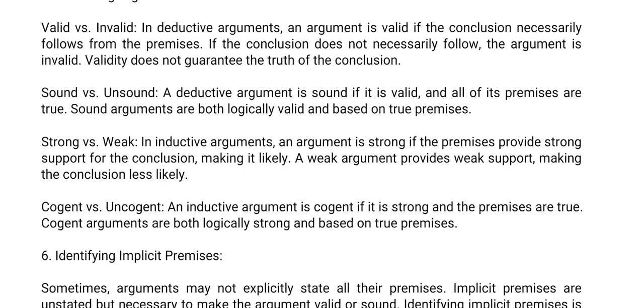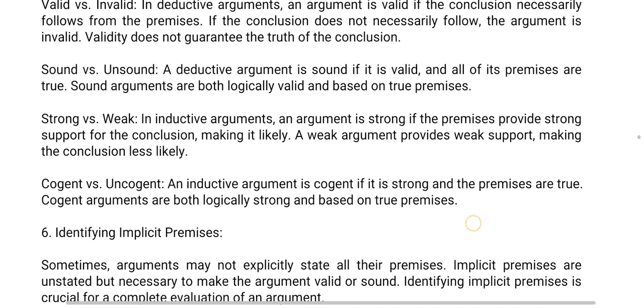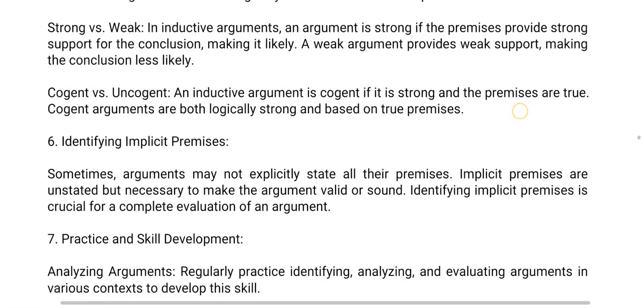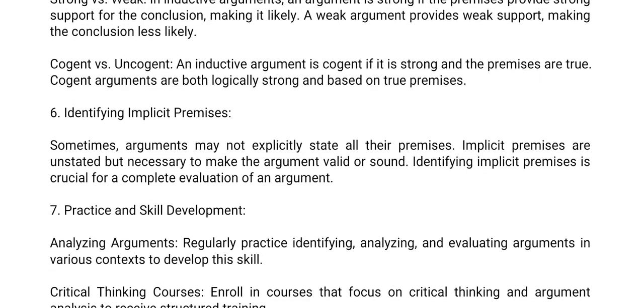Then identifying implicit premises. Sometimes arguments may not explicitly state all their premises. Implicit premises are unstated but necessary to make the argument valid or sound. Understanding implicit premises is crucial for the complete evaluation of an argument.